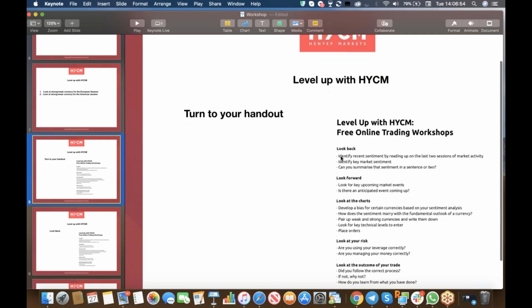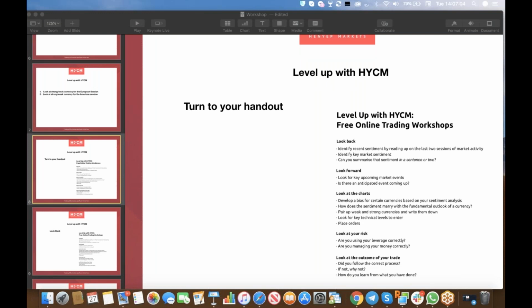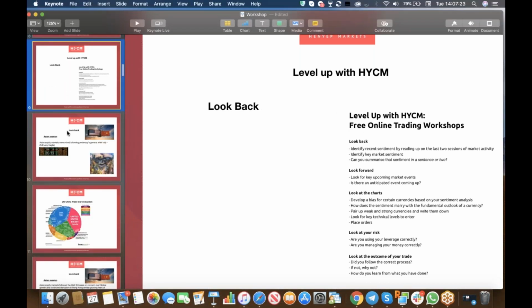Now, as we get going, turn to your handout, and we'll run through it in order. If this is your first time today, the way we run through it is we go from looking back, looking forward, looking at the charts, looking at your risk, and then looking at the outcome of your trade. These are the 5 major categories that you want to be looking at for every single trading event. So let's start by looking back. The first thing we want to do is identify recent sentiment by reading up on the last 2 sessions of market activity, and summarize that sentiment in a sentence or 2. Let's try to summarize what's going on.